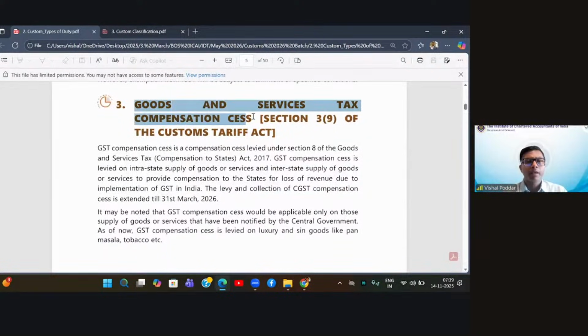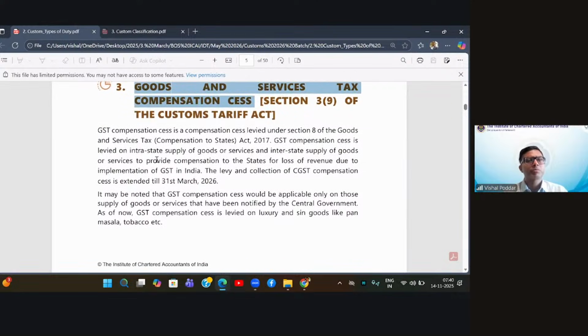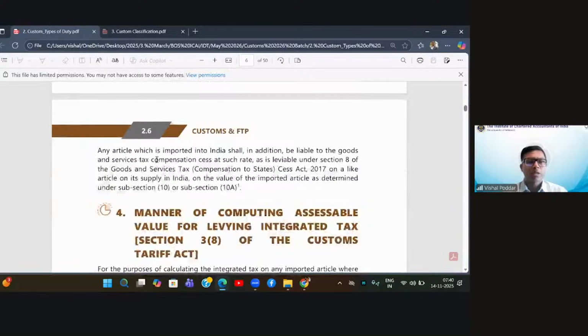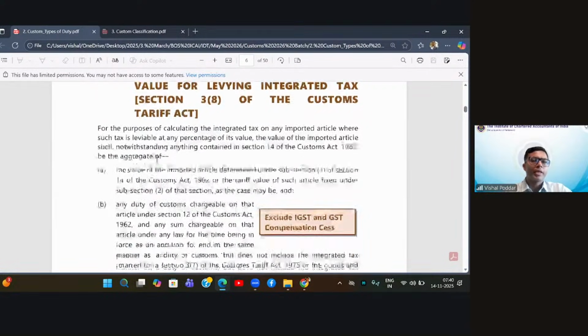Then again, compensation cess is applicable when you are selling some specified goods in India. If those specified goods are imported, even the GST compensation cess will be applicable, for which provisions are under 3 bracket 9. And then 3 bracket 8 explains the manner of computing the value for calculating the IGST.